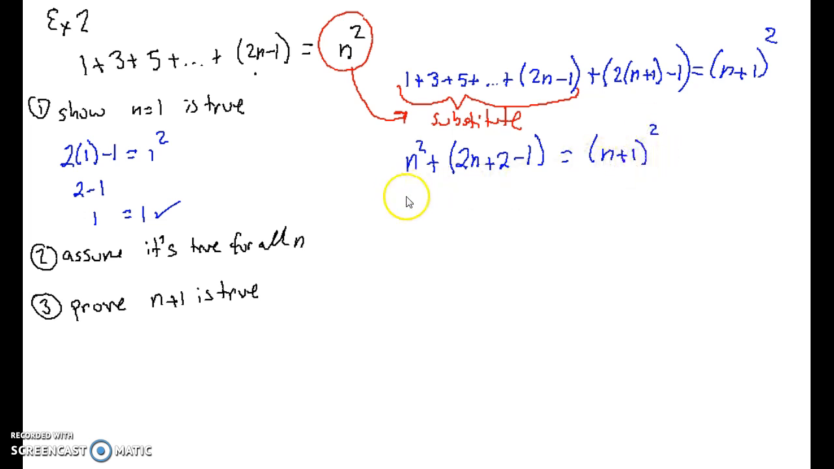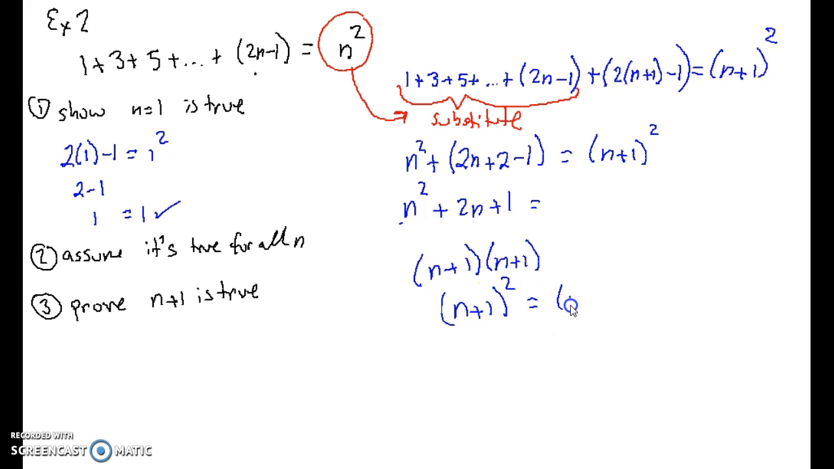So again, I'm not touching this side anymore. So n squared plus 2n plus 1 equal to, this one's a little bit easier. I have a trinomial that I want to factor. So n plus 1 times n plus 1. Same binomial written twice, so I can just write it as squared. So the right side is equal to the left side now.